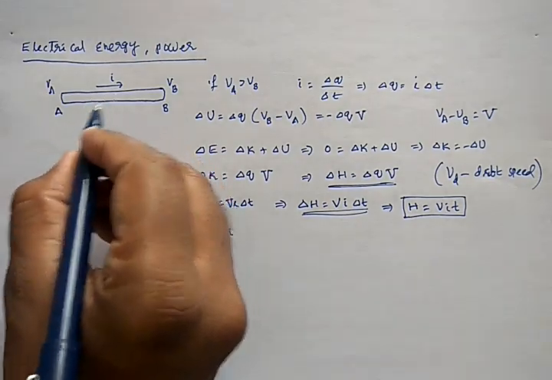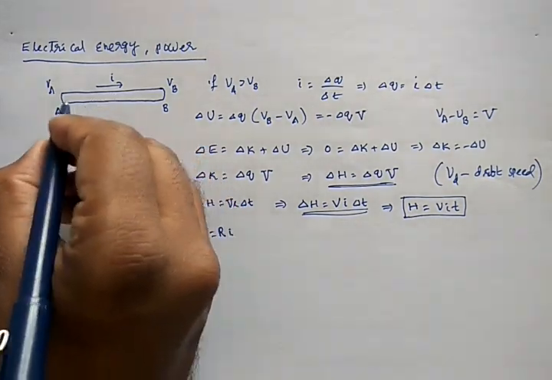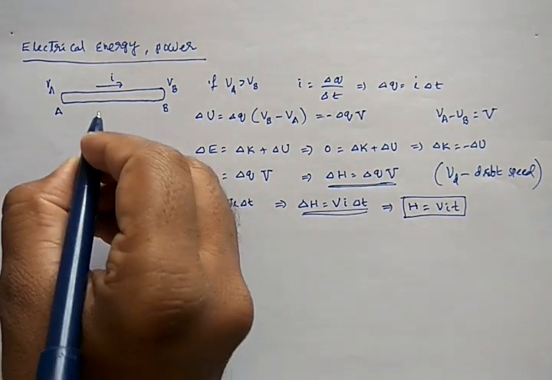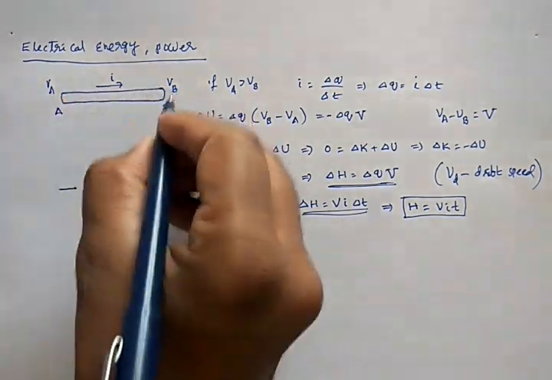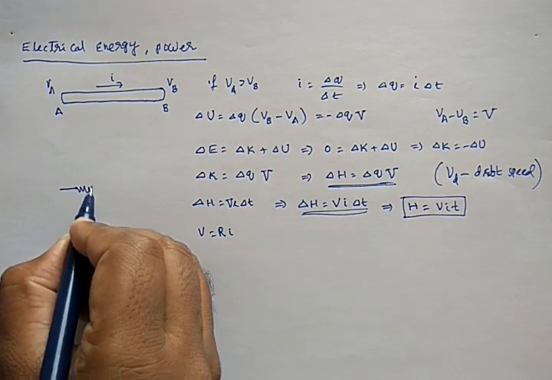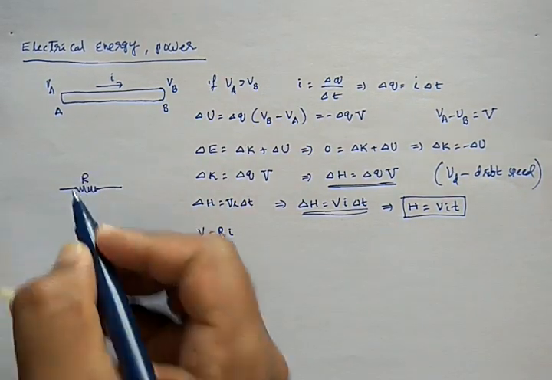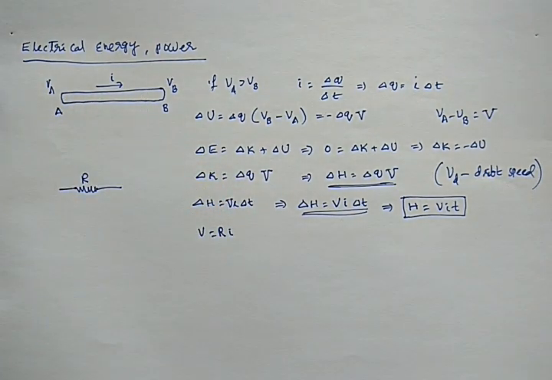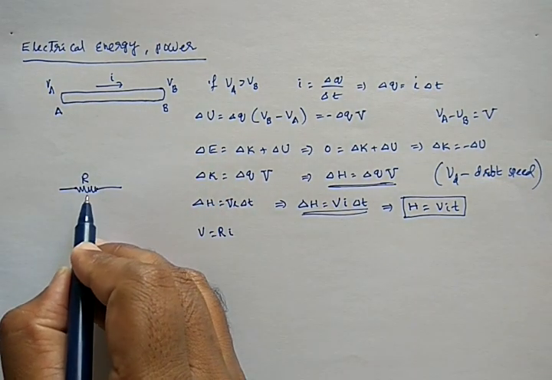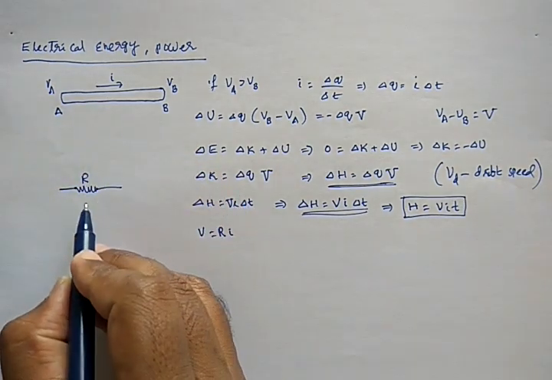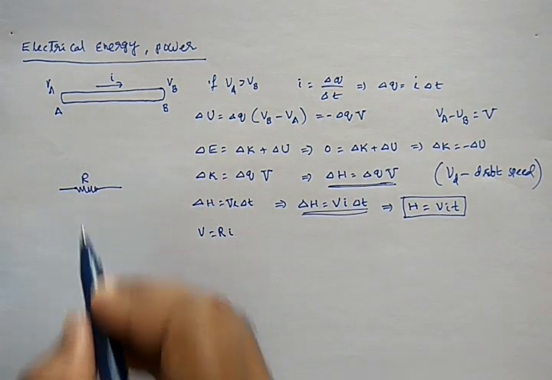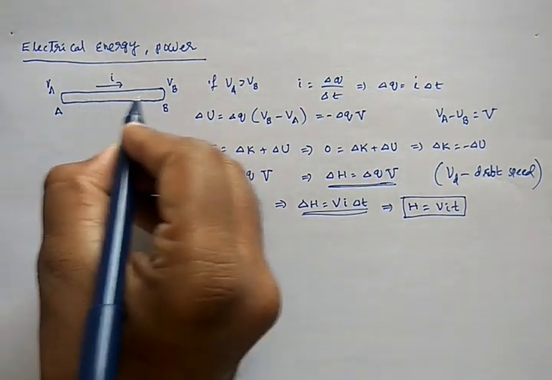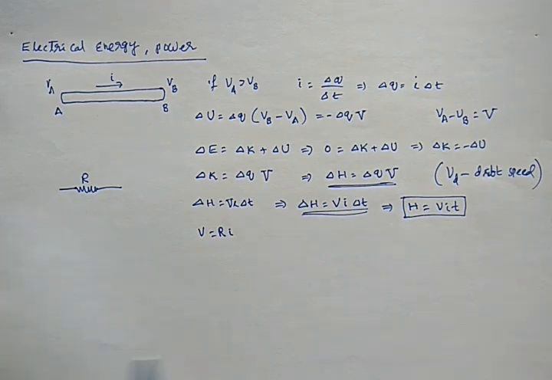Sometimes, instead of writing this wire, I can also mention the same wire by a symbol. This is the symbol for a resistor, because any conducting wire behaves like a resistor. So I can write it like this, and the same thing I can replace like this in certain cases. So now V equals IR, where R is the resistance of this wire, and you can mention it by this symbol.